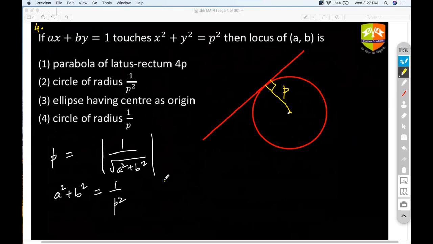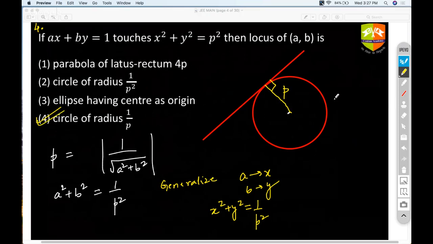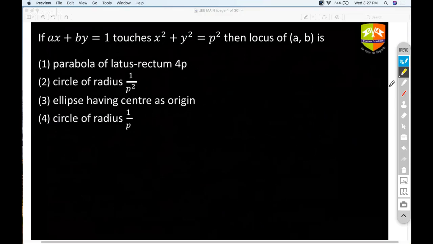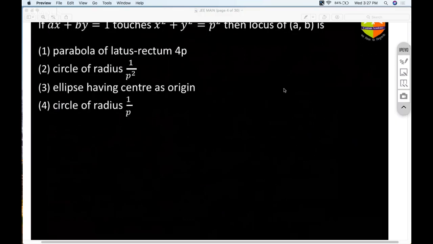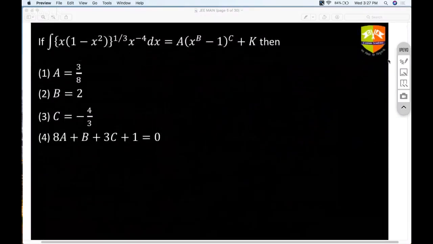And if you generalize this by replacing your a with x and b with y, because you are finding the locus of a comma b, you are going to end up getting a circle of radius 1 by p. So option number 4 becomes the right option in this case. Absolutely correct. Again, an easy question. So without much waste of time, we'll go on to the next one.